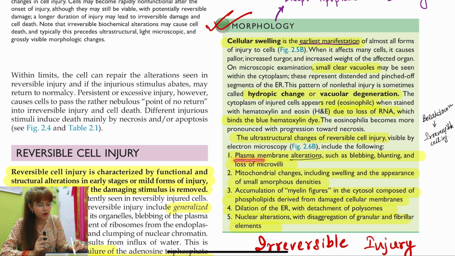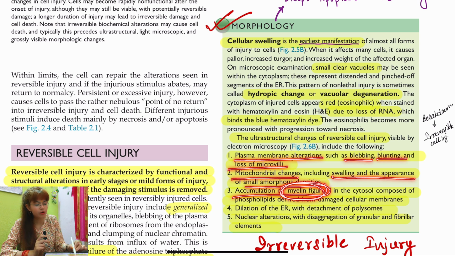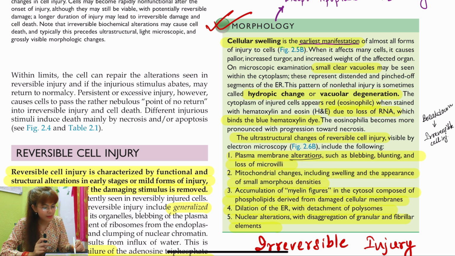Okay. Now, the ultrastructural changes of reversible cell injury are these, very important. Plasma membrane alterations like blebbing, blunting, and loss of microvilli, mitochondrial changes like swelling and appearance of small amorphous densities, accumulation of myelin figures, very important. It is present in both reversible and irreversible injury. Okay, these are basically the phospholipids which are derived from the damaged cellular membranes. Next is the dilatation of the ER with detachment of the polysomes, nuclear alterations with disaggregation of granular and fibrillar elements.